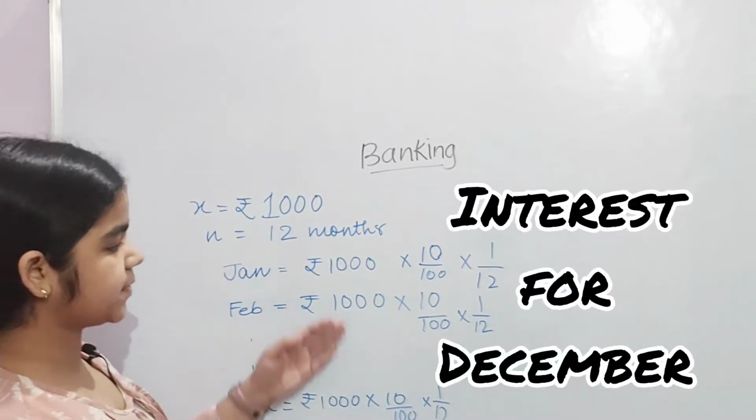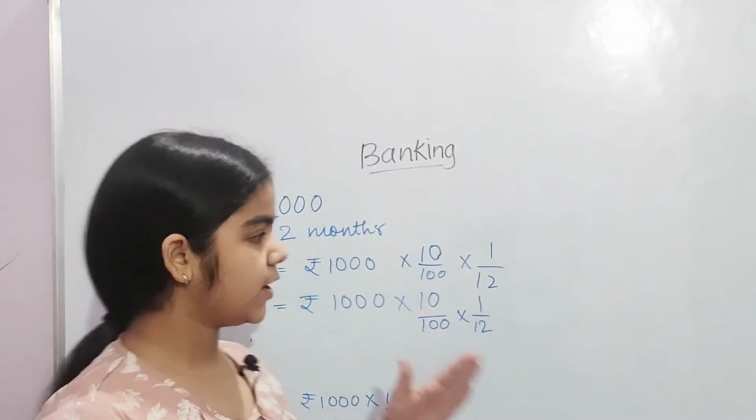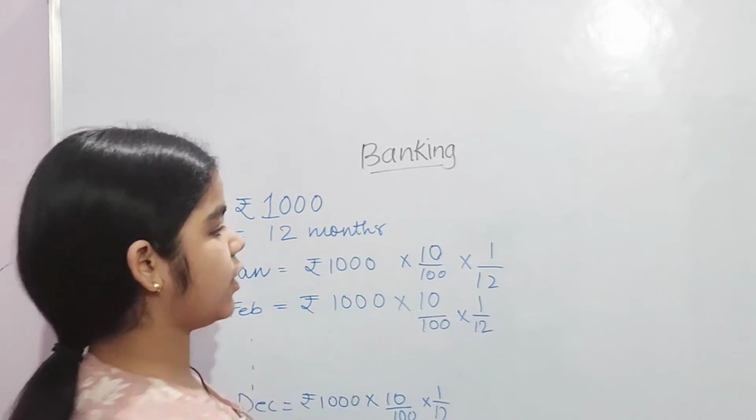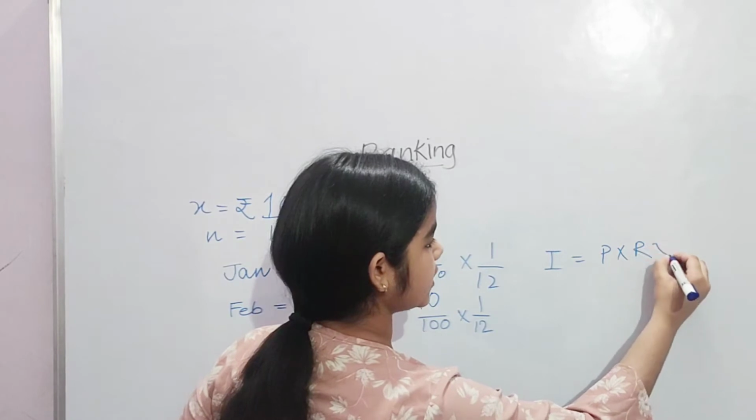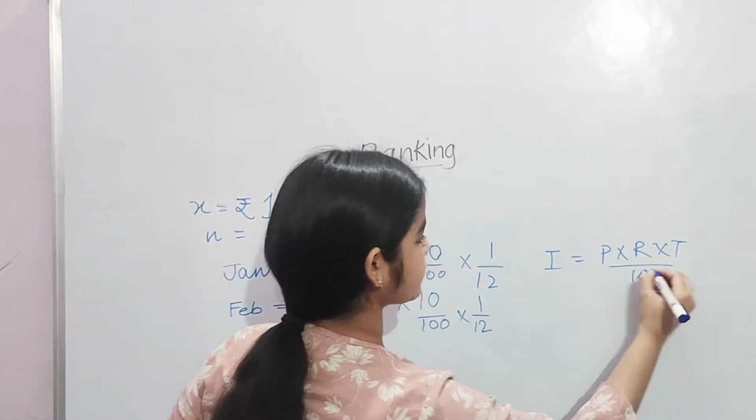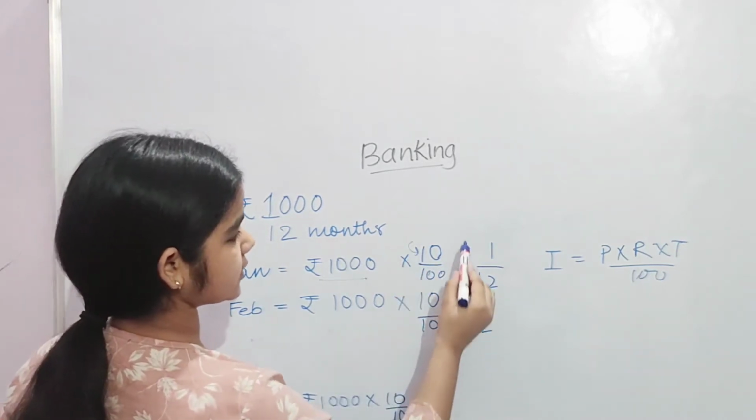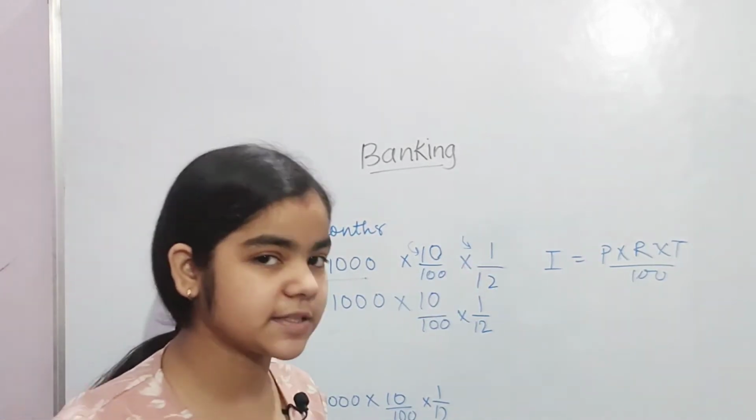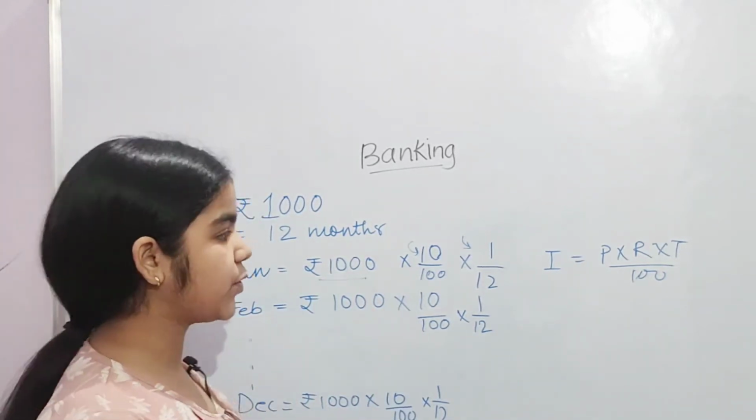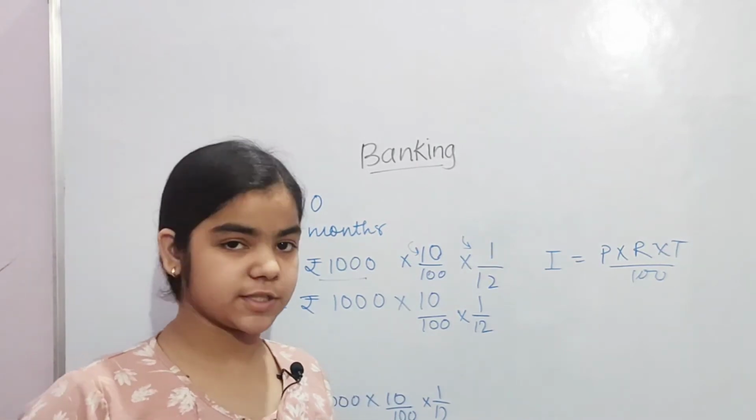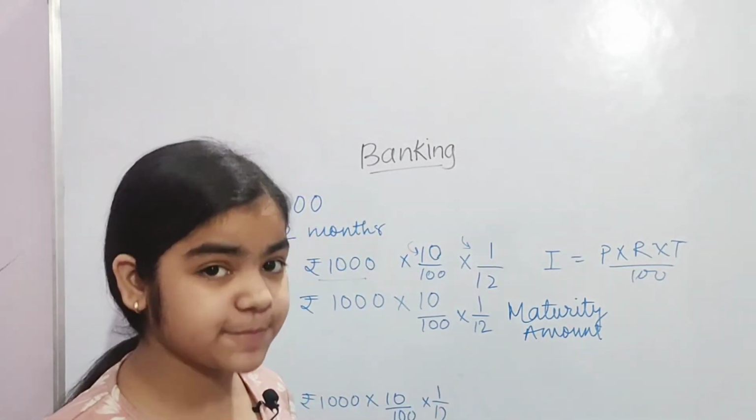Now what is this thing which we are doing? You know, whenever you deposit something, you get some interest on it. Over here, we are using the formula of simple interest, that is principal into rate into time upon 100. So you see, this is the principal, this is the rate, and this is your time, right? Let's say that I deposited this much amount for this much time and this time is now over. So now I'm going to get some money along with interest. So that will be called as maturity amount.